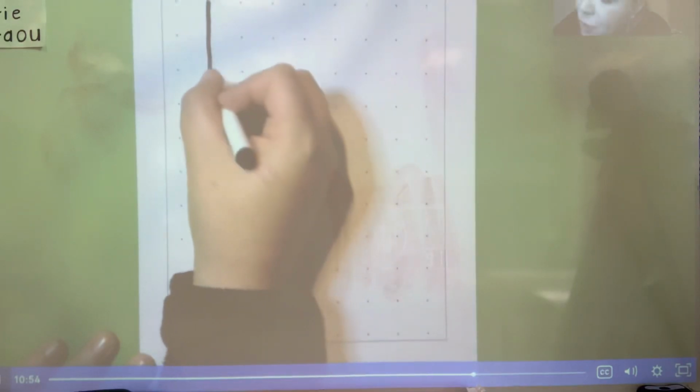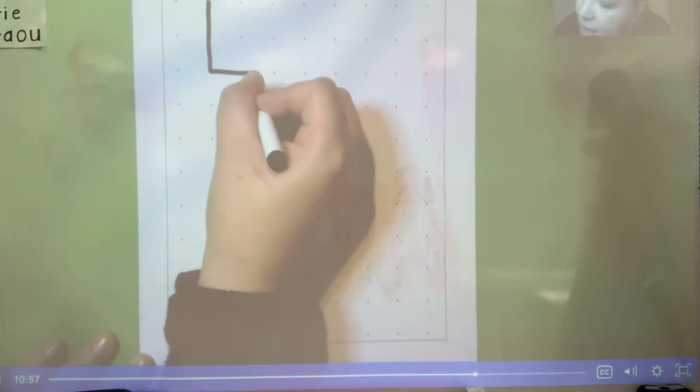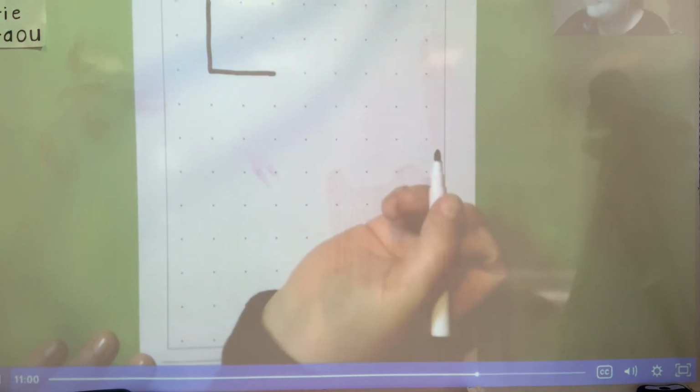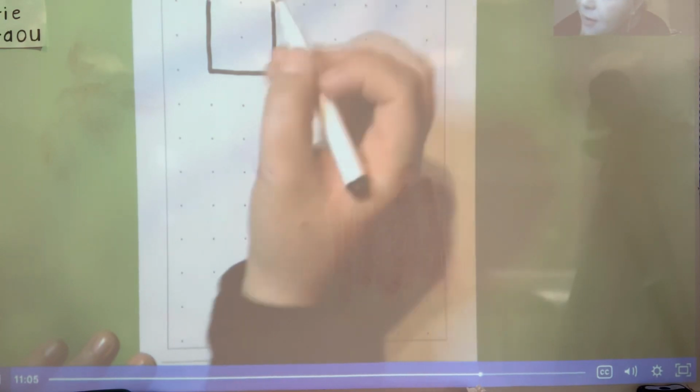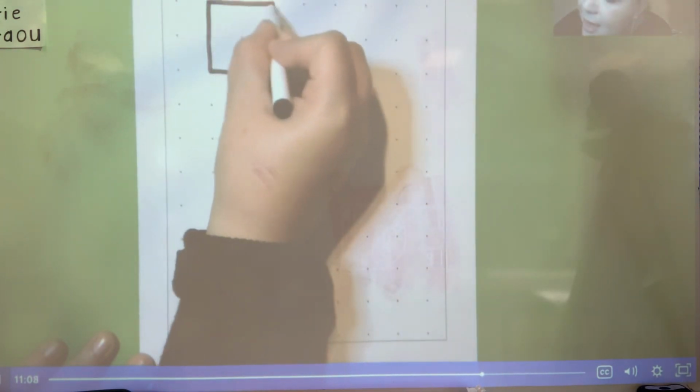I'm going to start my rectangle right here, and I'm going to make one side of my rectangle. I'm going to make a corner by making another side of my rectangle. And then I'm going to go up and across. What kind of rectangle did I just make? A square. So you can make a square now if you want, or you can practice making another kind of rectangle.